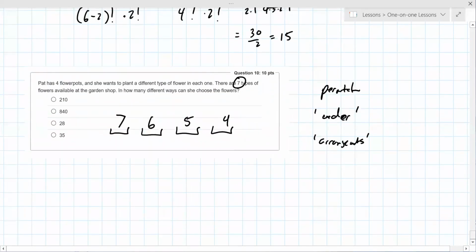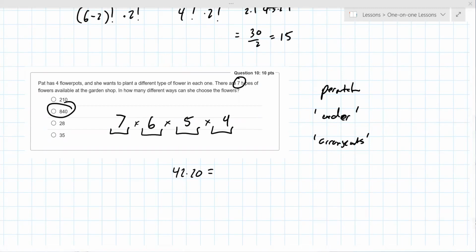Okay, so this is a multiplication problem. 42 times 20 equals 420. Close. Sorry, 840. Good. I like how you did that multiplication. That was really good.